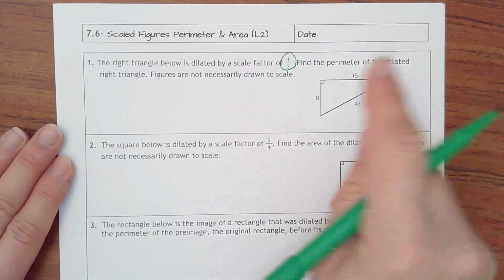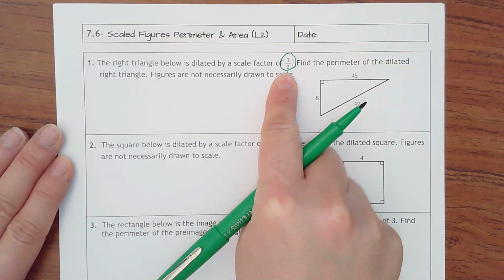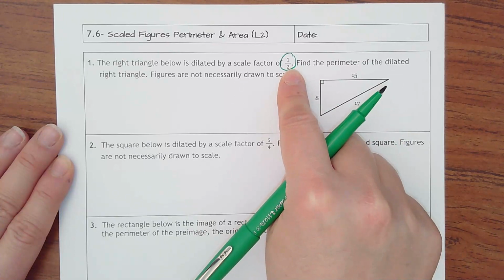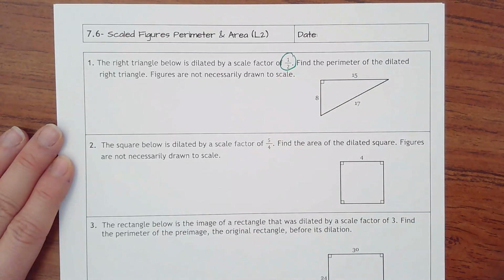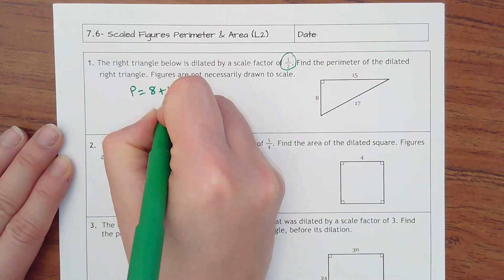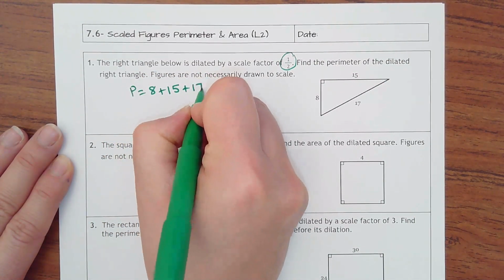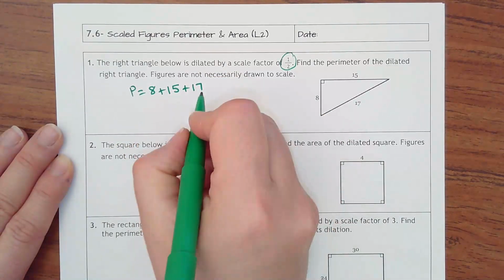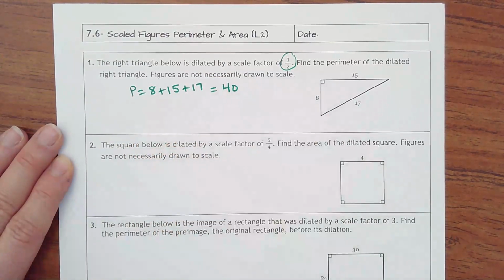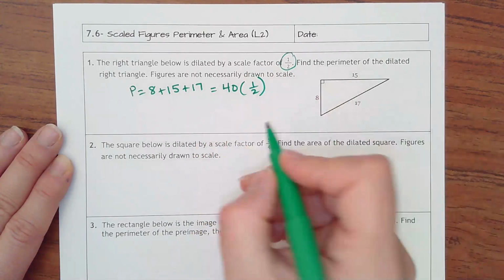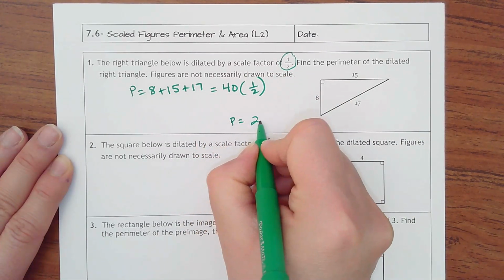And so perimeter can use this same scale factor. So if I were to find the perimeter of this triangle, I could take it times 1/2 and I would get the perimeter of the smaller triangle. Perimeter is just adding up all the sides. So I'd have 8 plus 15 plus 17. That would be 32 plus 8 should be 40 units. And then I want to apply the scale factor and multiply by 1/2. So 1/2 of 40 would be 20.